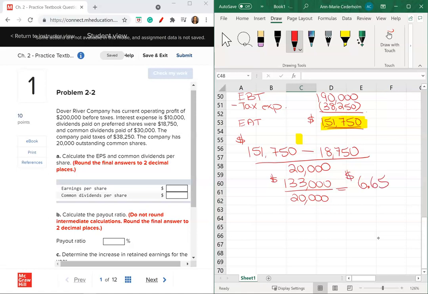6.65. They want us to round this to 2 decimal places. This is how I would read this ratio, and all of the ratios. Whatever one amount you have on the bottom gives you this many, which is the answer, on the top. So basically, for every one common share, you get 6.65 of the earnings to the common shareholders.